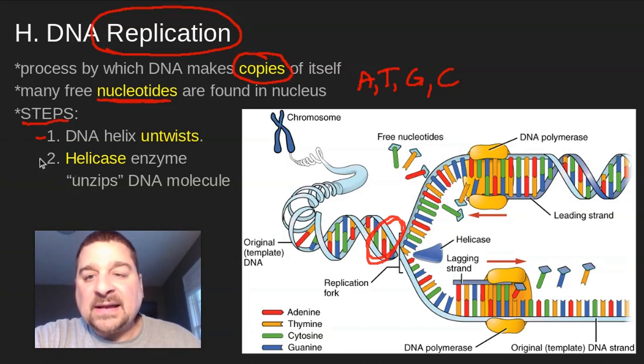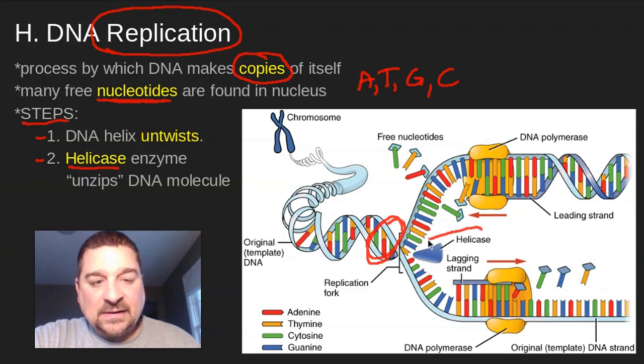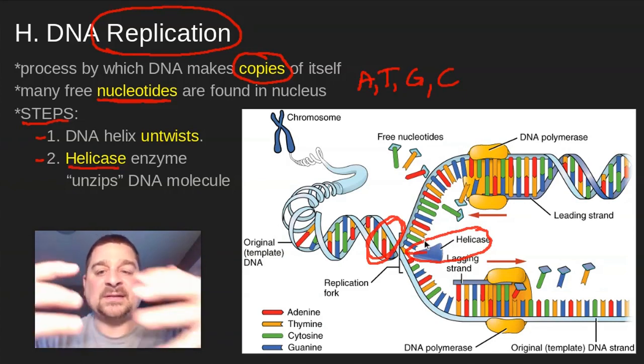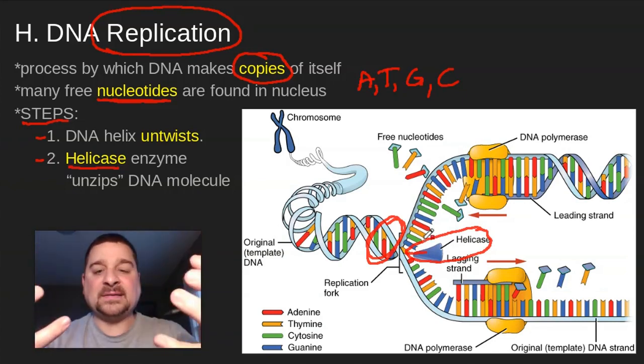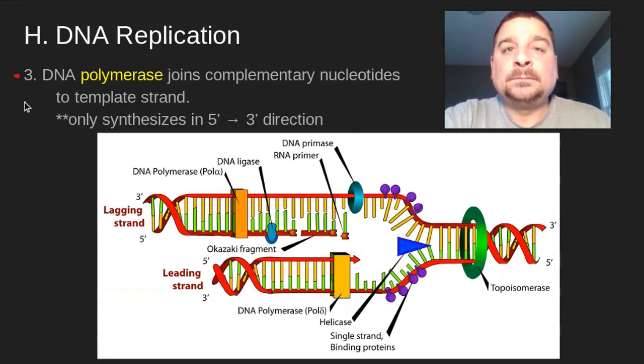And then there's a second enzyme called helicase. Helicase, you can see it right here, unzips the DNA. By unzips, we mean it's going to break the hydrogen bonds down the middle of the molecule between the nitrogenous base pairs. So it's going to break those bonds and peel them apart and expose each side of the DNA.